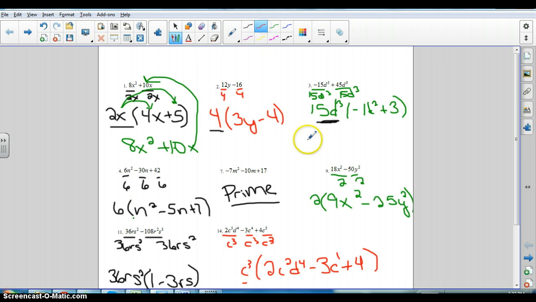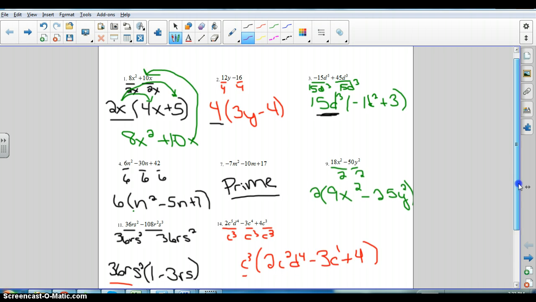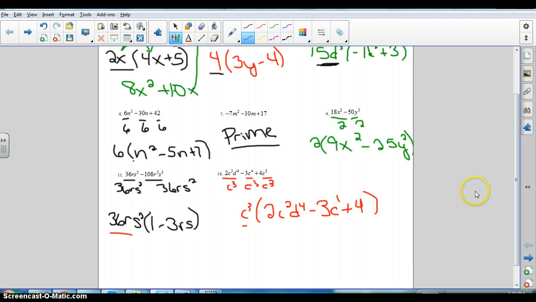Okay, we'll do one more like that just to make sure you understand how we can go back in. Let's do this one. 2 times 9 gives me 18x squared. 2 times negative 25 gives me negative 50y squared. Does that look like this one? Yes, it does. So I did it correctly.